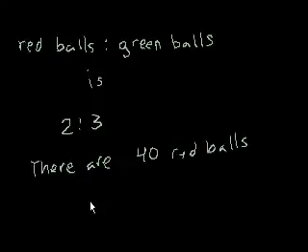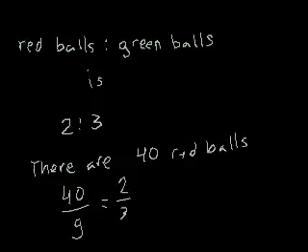Well, what we say is the ratio of red balls to green balls. So we know that there are 40 red balls, and then we want to solve for the number of green balls. That is equal to 2 to 3. And then we could just solve this. We just cross multiply. 40 times 3 is 120, which is equal to 2g. And then we just solve. We just say g equals 60.